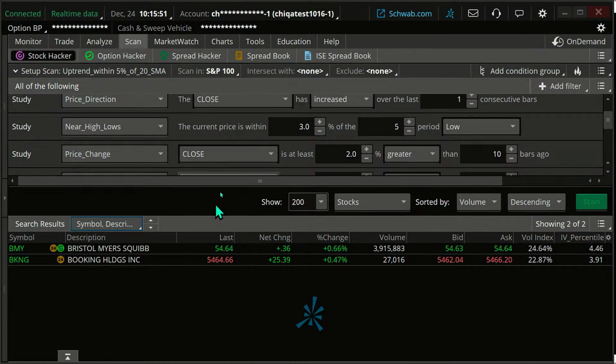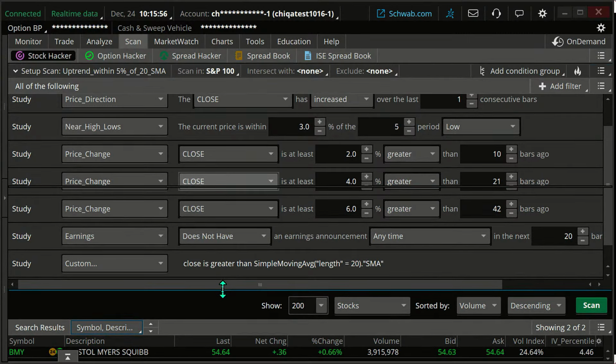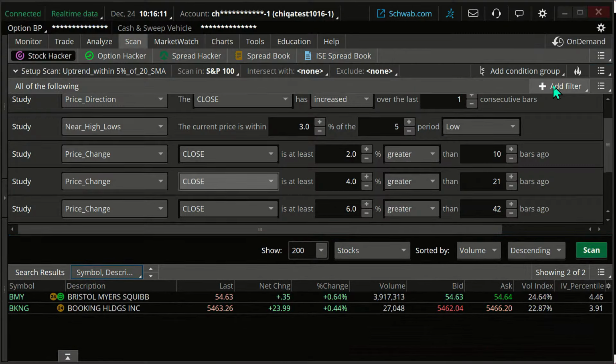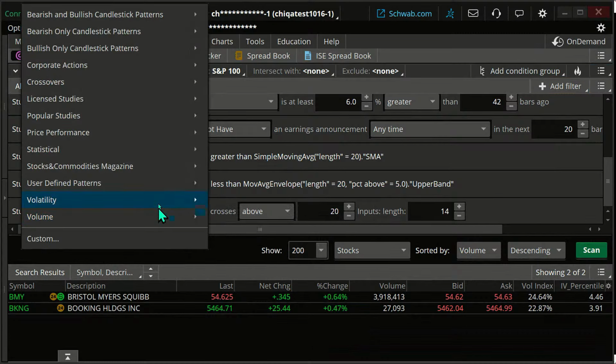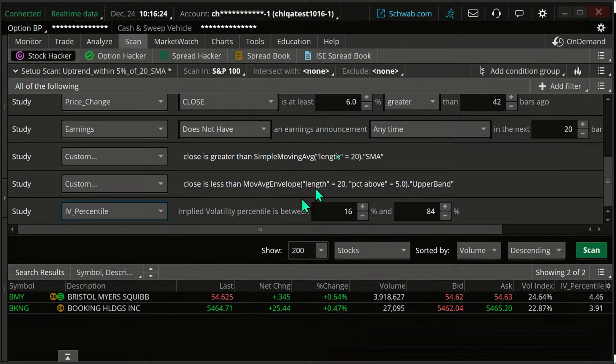Again, if I wanted to, I could throw in the implied volatility parameter, no earnings in the next 20 bars, next 20 trading days. That's where we're at. And then we could add, if we wanted to, just to show you how, we can go to add filter, go to study filter, and change ADX crossover to volatility, IV percentile. Okay? And then we can run that IV percentile in.